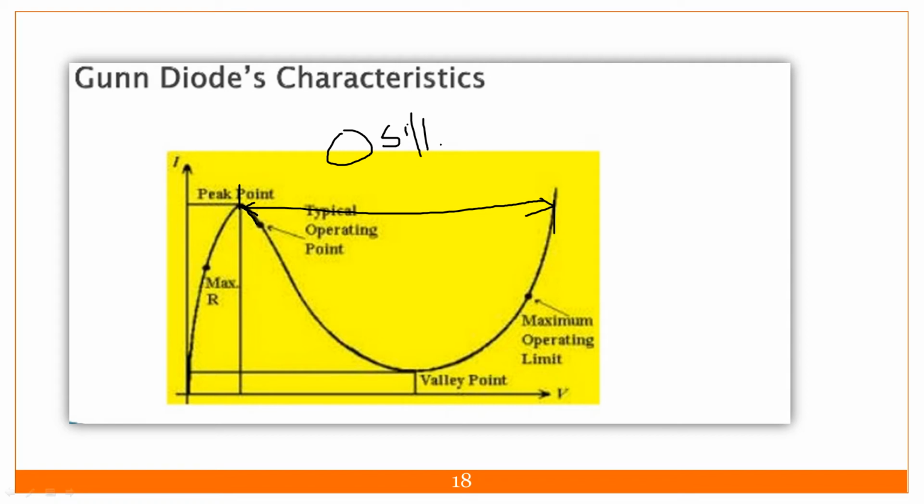After a certain point the current is caused to decrease due to the increase in resistance. At this point you will find the minimum current, and after that point, if you are increasing the voltage, at the point that is called the valley point, the current again starts to flow. So this effect is called the negative resistance region, and you will get the oscillation from this.